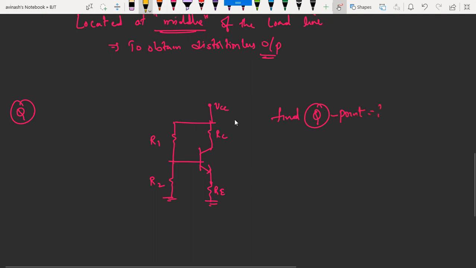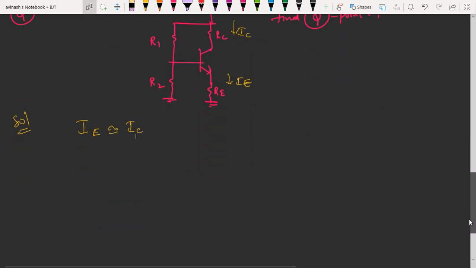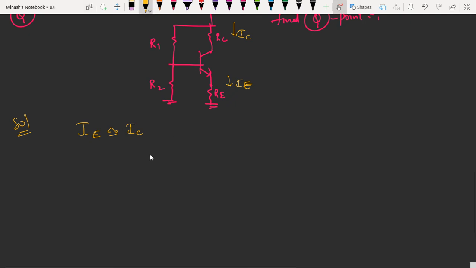Okay. Now the current flowing through this will be IC. Here also IE. IE and IC both are same here. So you have to remember this is emitter current. Solution will be, you have to first remember that IE is equal to IC. Okay, now apply KVL. Apply KVL means where you have to apply KVL. KVL will be applied in the outer loop.